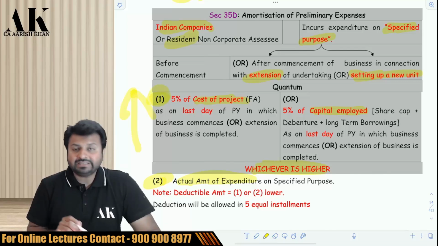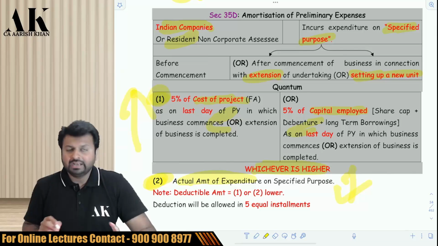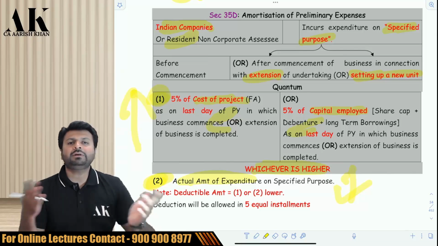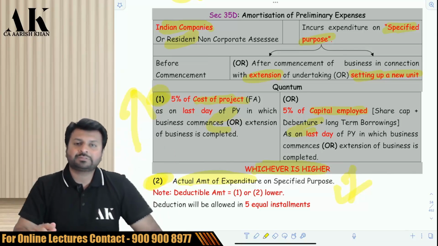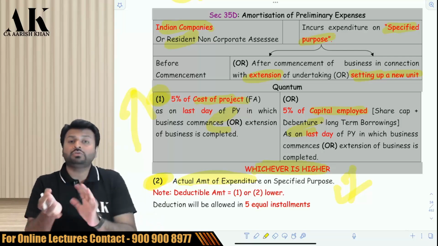So for point number 1, you have to compare two things, whichever is higher, and then compare that with point number 2, whichever is lower, and that will be allowed as deduction. Point number 2 is very straightforward: your actual preliminary expense. Point number 1 has two points within it, and in that you have to select whichever is higher.